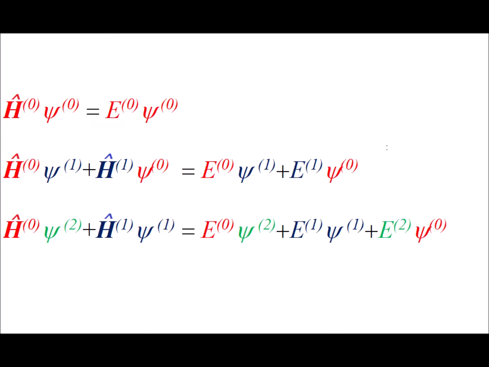For the power series versions of the Schrödinger equation to be true, the coefficients of like powers of lambda have to be equal. So if we collect the 0th power of lambda, we get the first line. If we collect the first power of lambda terms, we get the second line. And if we collect the second power of lambda, we get the third line.